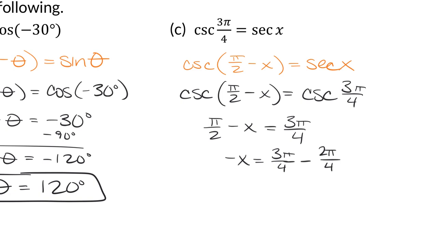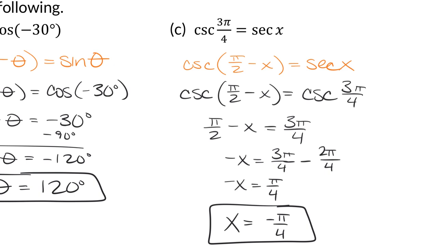What is 3 pi over 4 minus 2 pi over 4? 1 pi over 4. Very good. And if negative x is pi over 4, what is positive x? Negative pi over 4. So again, all we're really looking for with these cofunction identities is to match up the boring side, and then set the arguments equal to each other and solve whatever it takes to solve.